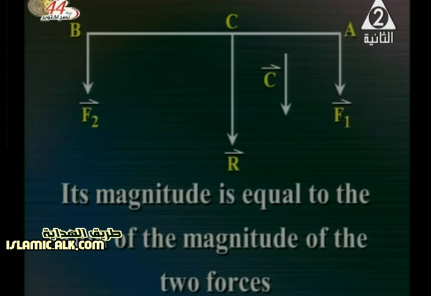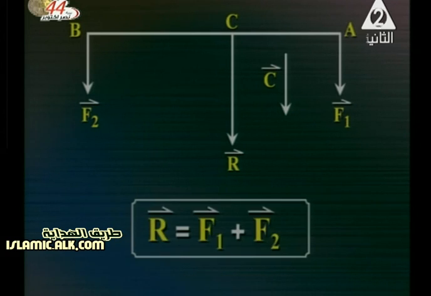The resultant of two like forces F1 and F2 is R, in the same direction as the two forces. Its magnitude is equal to the sum of the magnitudes of the two forces, and its direction is the same as that of the two parallel forces. We have F1 and F2; the first acts at point A, the second acts at point B. Then the resultant of the two parallel forces equals the sum of the two forces, F1 plus F2, in the same direction as F1 and F2. Then vector R equals F1 plus F2.